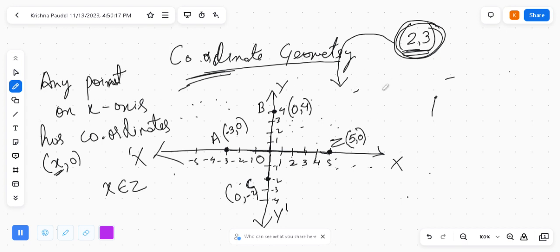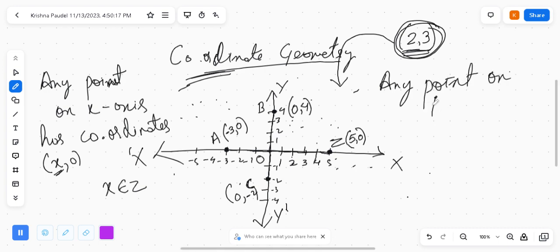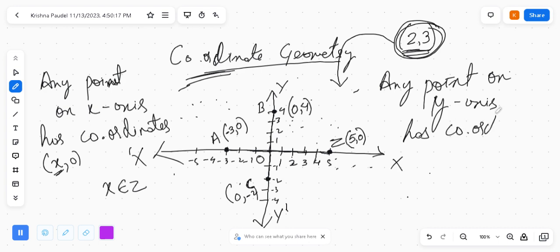So from here again we learn that any point on the y-axis has coordinates 0 comma y. Here y represents any number or any integer, because wherever the point is lying, that will be the number here. If the point is lying on 5, it will be 0 comma 5. If the point is lying on 2, it will be 0 comma 2. So these are very important points that we have to remember.